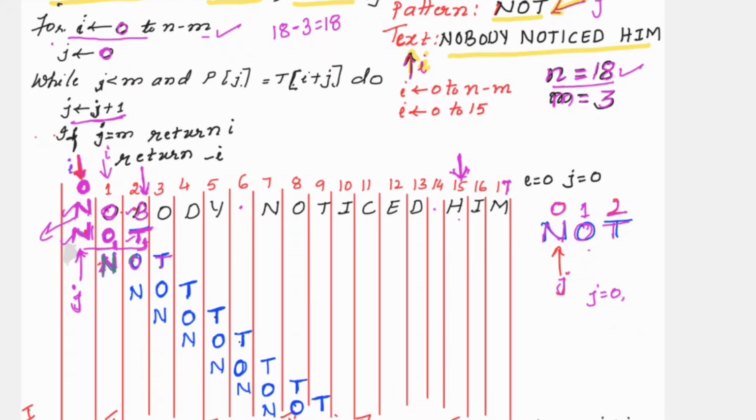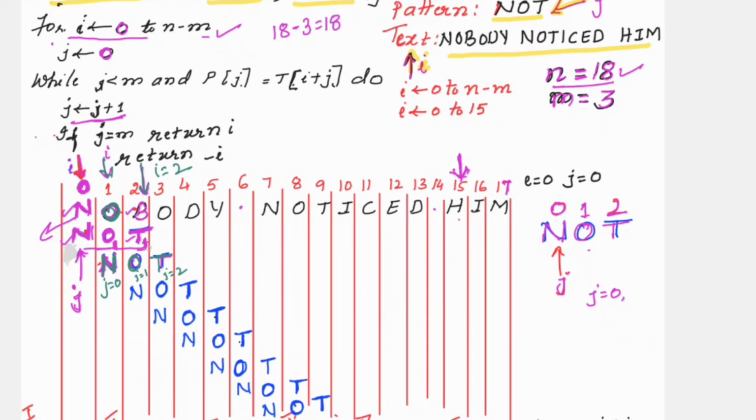Look here, earlier this was the position. Now the pattern is here, NOT. So now for all values of J equal to 0, J equal to 1 and J equal to 2, you need to check with I equal to 0. In this case, the very first letter of the text O and the very first letter of the pattern N does not match. If it is not matching, then it will come out from the while loop and I gets incremented, I becomes 2.